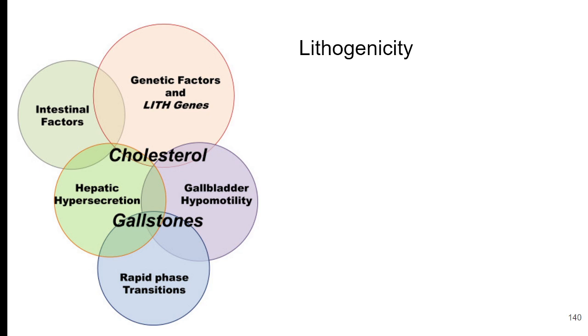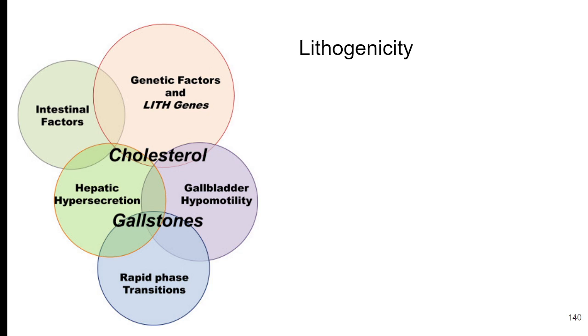There may be intestinal factors, hepatic hypersecretion, rapid phase transitions, gallbladder hypomotility, or there could be a genetic factor. And specific genes are identified which can enhance the lithogenicity. So lithogenic genes now are identified, and it tends to occur in families. The intestinal factors which precipitate this lithogenicity are those conditions where the reabsorption of the bile salts is reduced, like irritable bowel syndrome, or consumption of food which has more fatty substances. That can also result in reduced reabsorption of bile salts, which can increase the lithogenicity.